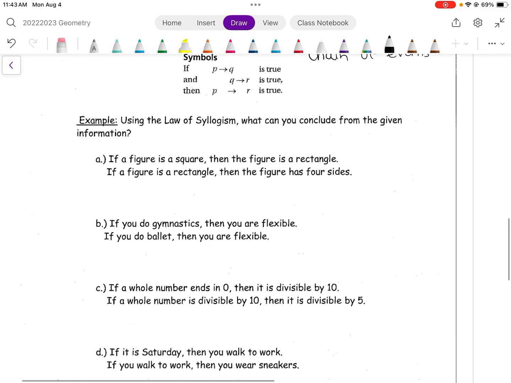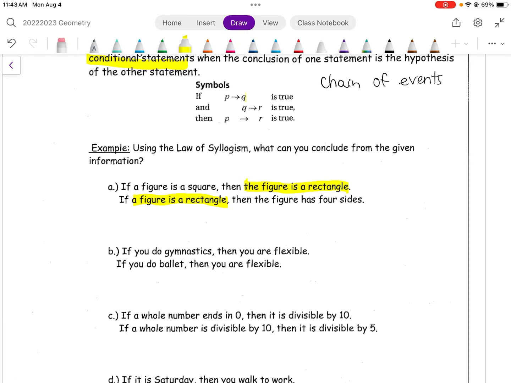So let's just read an example really quick. Using the law of syllogism, what can you conclude from the given information? If a figure is a square, then the figure is a rectangle. If a figure is a rectangle, then it has 4 sides. That's what all of this P then Q, then Q then R means. If these two match, if this conclusion is the same as this hypothesis, that chain of events is true. So if P, then R becomes true.